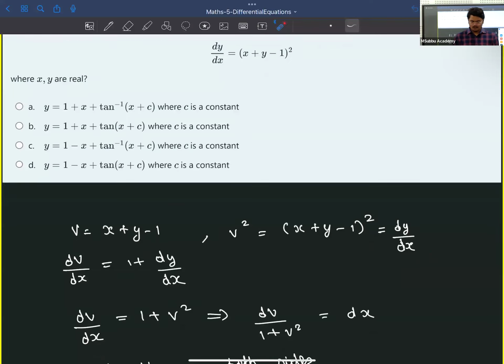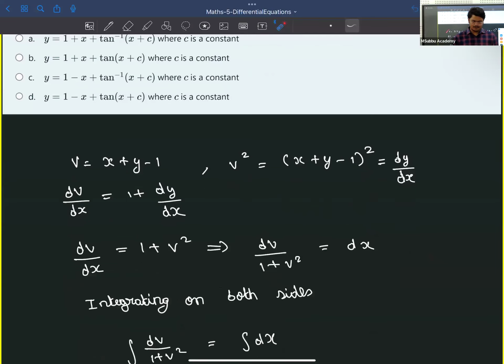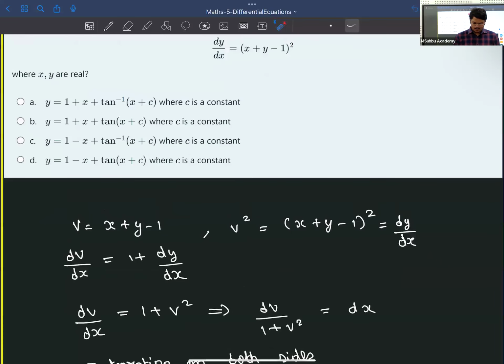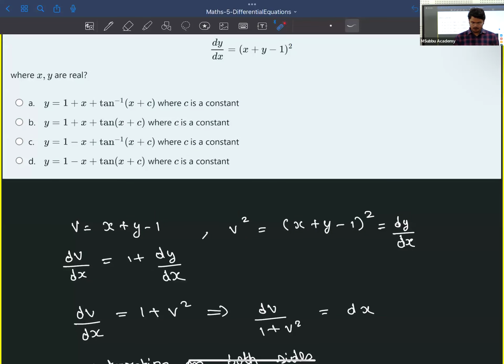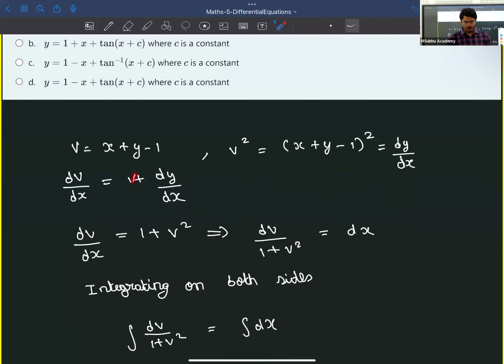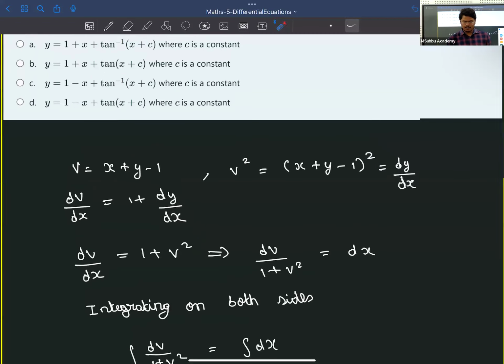Okay, so now differentiate this term. dv by dx, because we want dy by dx here. So dv by dx is equal to differentiation of x which is 1, differentiation of y which is dy by dx, differentiation of minus 1 which is 0. So dv by dx will be equal to 1 plus dy by dx. Now you know dy by dx is nothing but v square. So bring it in as the v square term here. So dv by dx is equal to 1 plus v square. Now you can solve the differential equation.